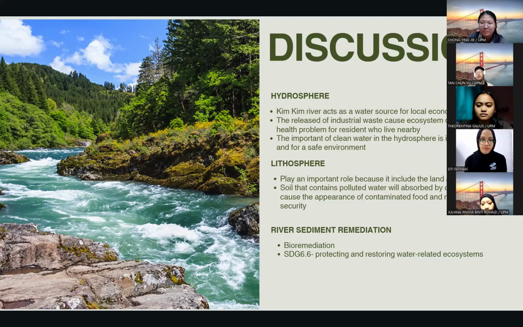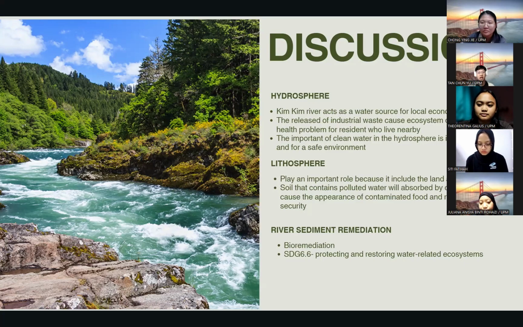So the Kim Kim River case already showed that the hydrosphere and lithosphere are connected. Either one is damaged, another one will also be affected. So therefore, a good environment management need proper waste control and also careful land use to protect both sphere. So we need to keep the environment safe for people and also other living things.